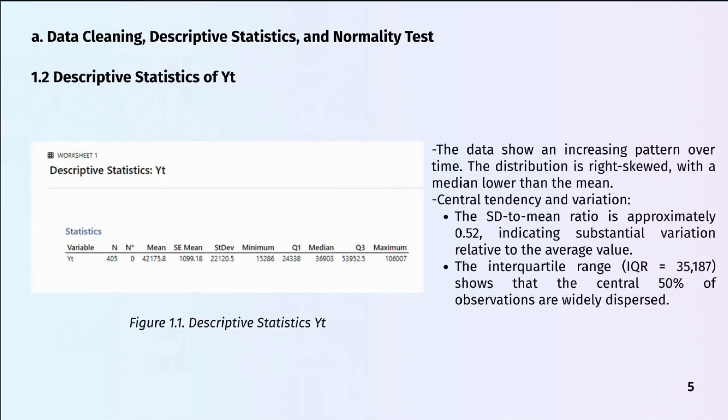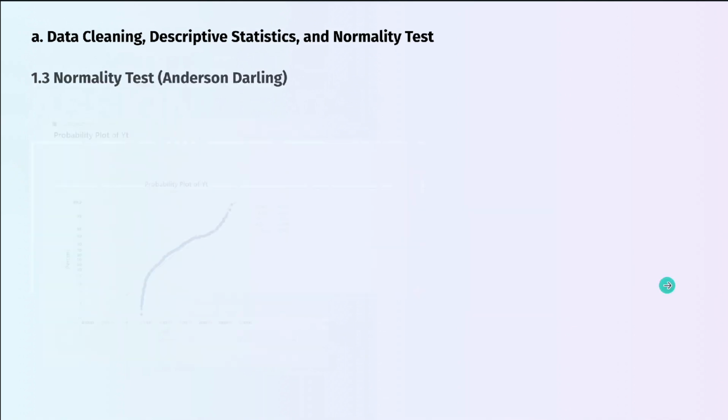From the descriptive statistics, we can see that the data show an increasing pattern over time. The distribution is right-skewed, indicated by the median being lower than the mean. The standard deviation is about 22,120, which is approximately 52% of the mean, showing substantial variability. Additionally, the interquartile range is around 35,000, meaning that the central 50% of observations are widely dispersed.